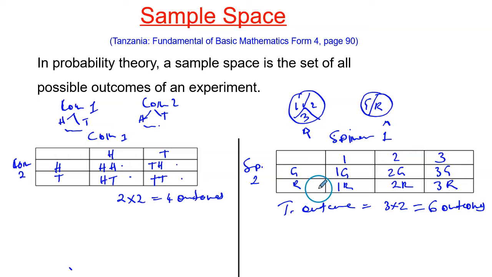Now we can use these sample space tables to work out probability. Let's say I want to find out what's the probability of getting a 2 and a color. Well, there are only 2 possible ones. The 2 and a color is there. So the probability of getting a 2 and a color is going to be 2 out of 6, which is 1/3. Right, let's do another example.